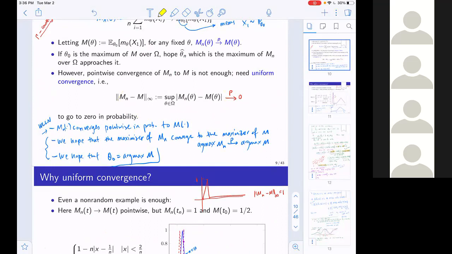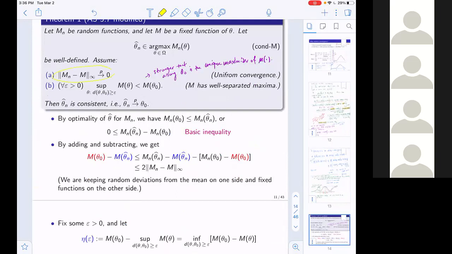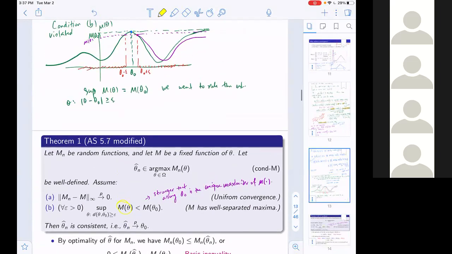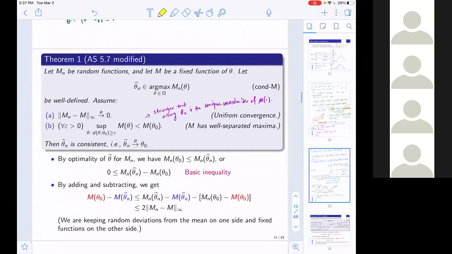So what we did last time was to state this result: if you have this condition, and the additional condition that the target function basically has well-separated maxima. This condition is slightly stronger than theta naught being the unique maximum of m. The corner case is the case where the function asymptotically comes back to achieve the maximum, so you want to rule out that case. This is a technical condition, we discussed it.